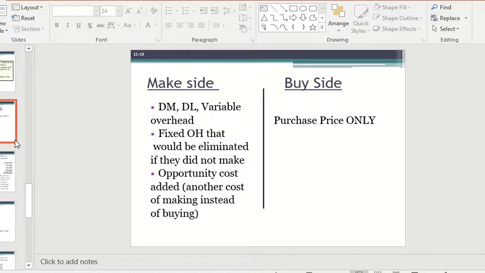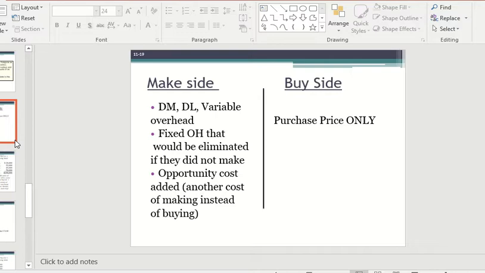The buy side, we want to keep it very simple. We will only want the purchase price. Don't put any opportunity costs over there. We don't want anything bogging us down. All we want is the purchase price. On the make side, we have our direct material, direct labor, and variable overhead. It makes sense because we're making the product just like we would normally make it. So you're going to have all the variable components, definitely.